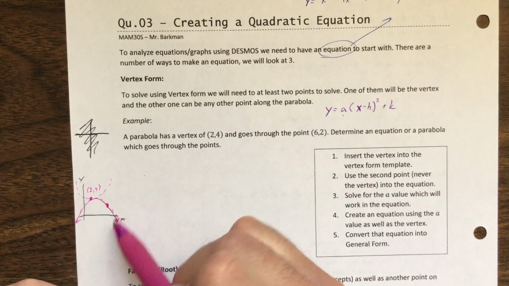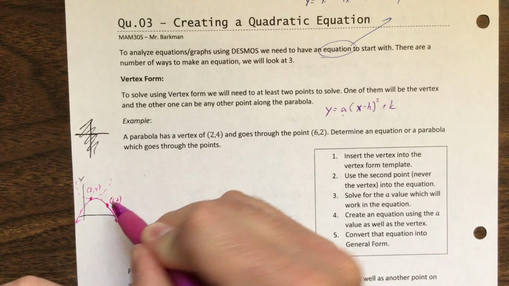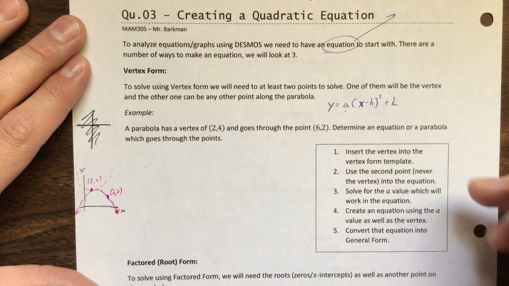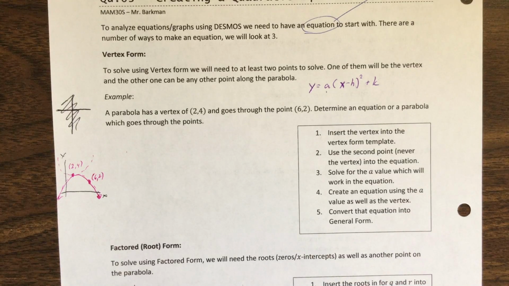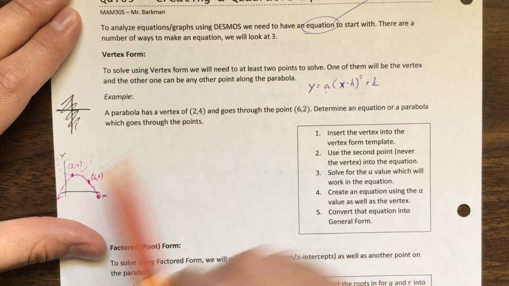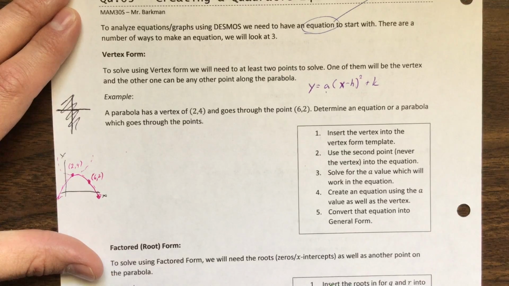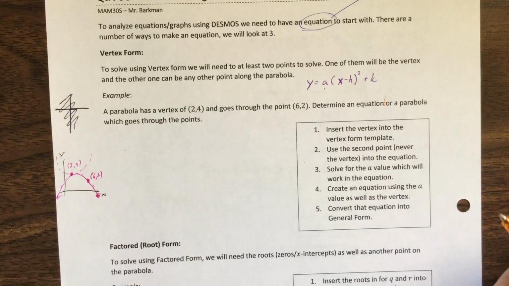That's going to be our quadratic because we have our vertex and we have some other point right here that we know. You'll always be given a second point that's along the graph, and it's important that we understand that that point does satisfy the whole problem. So we have a parabola that has a vertex and it has another point. We want to determine an equation for a parabola which goes through those points.